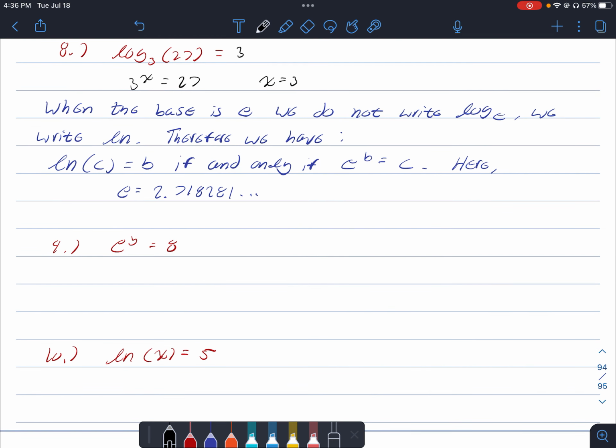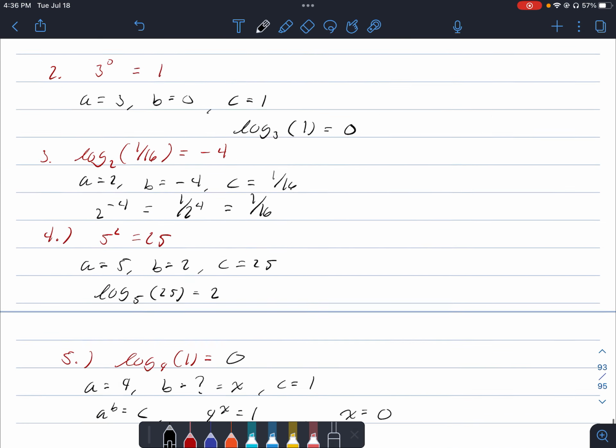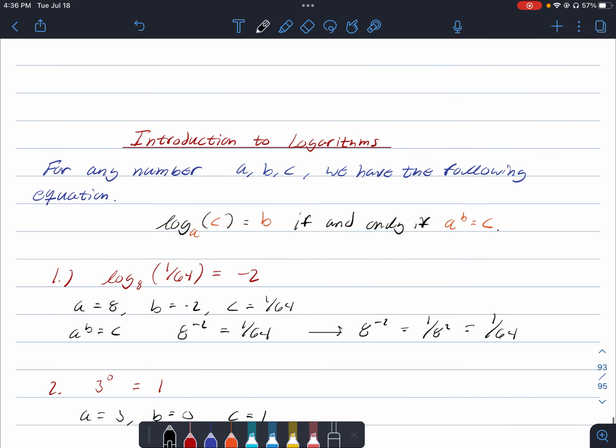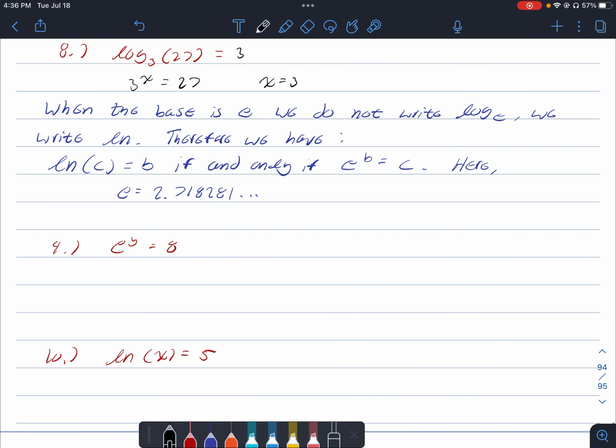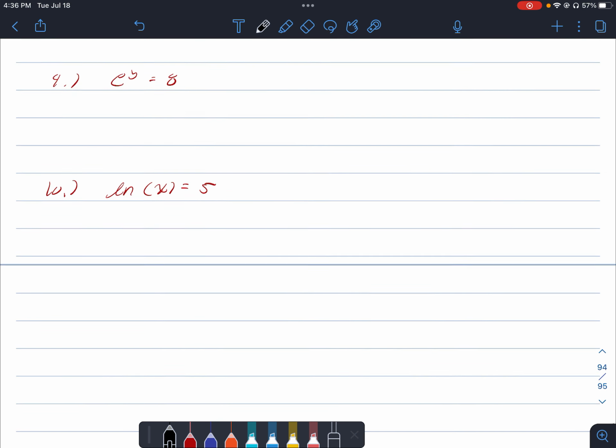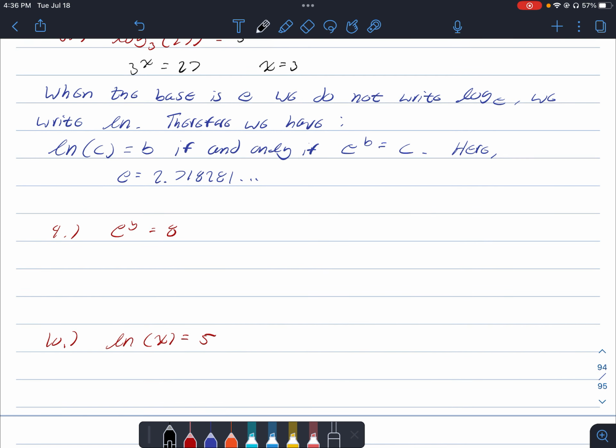Okay, so these are really pretty simple. Really, all you have to remember is this basic equivalence here. We have log base a of c is equal to b if and only if a to the b is equal to c. And you should be able to solve most basic logarithms that way. But there is a special case here, and this is when the base is equal to e. So when a is equal to e.